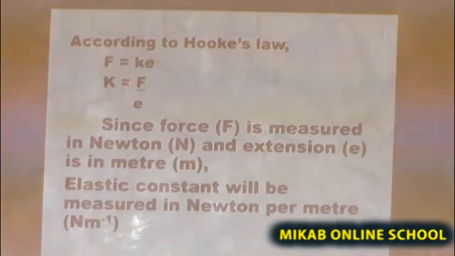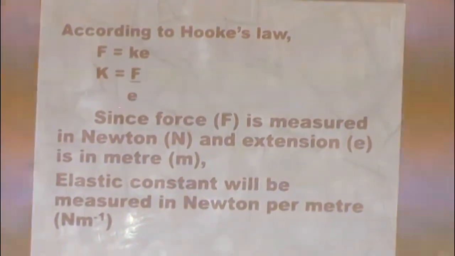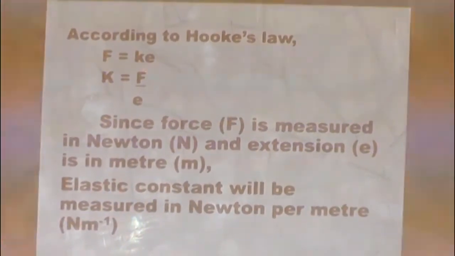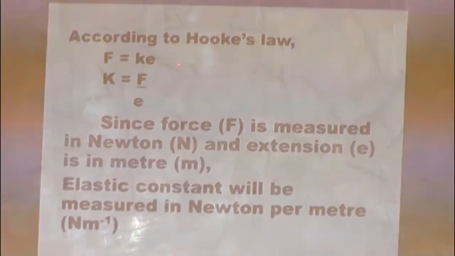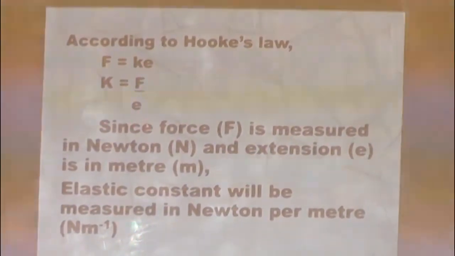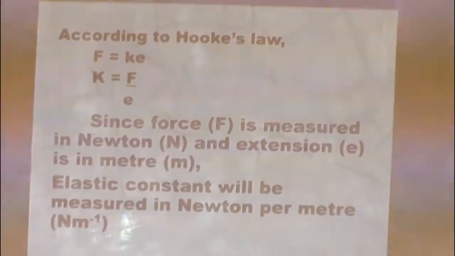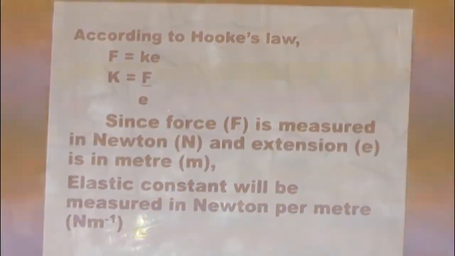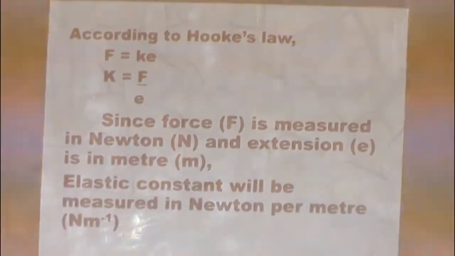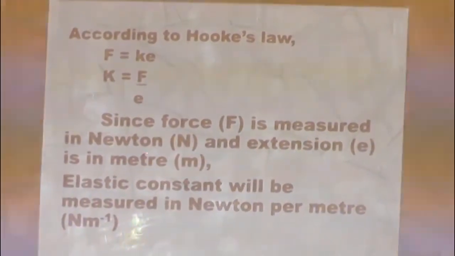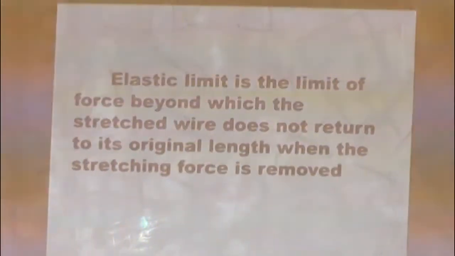If you look at it now, F is in Newton and E is in meter. So you have Newton over meter, which is the same as Newton divided by meter. We said in our last class that division means per. That is why Newton divided by meter is still the same thing as Newton per meter. Therefore, the SI unit of elastic constant is Newton per meter.